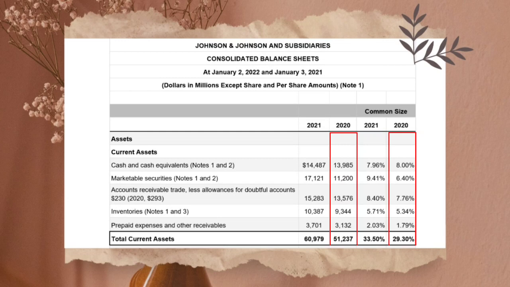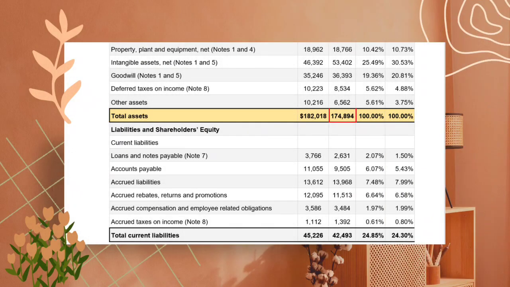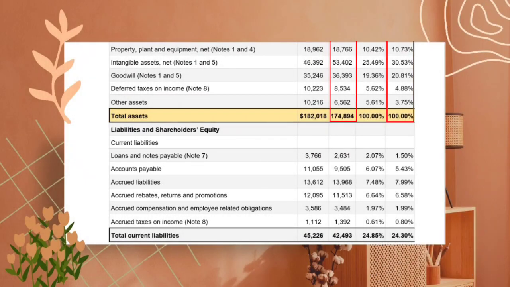So next is the total current assets. We have here 51,237. We will divide it by the total assets of 174,894. After getting the total, we will again multiply it by 100. So 29.30%. Next is the property, plant, and equipment. Notes 1 and 4.